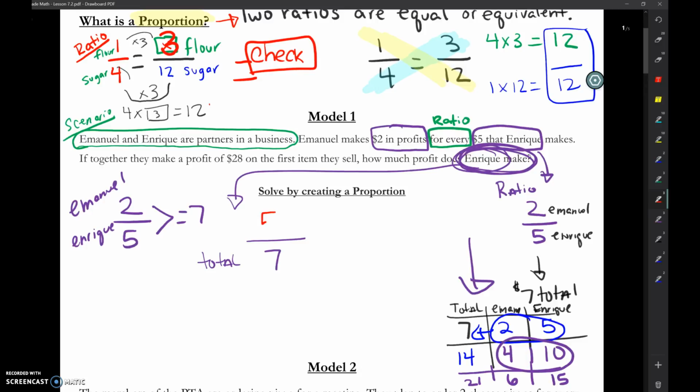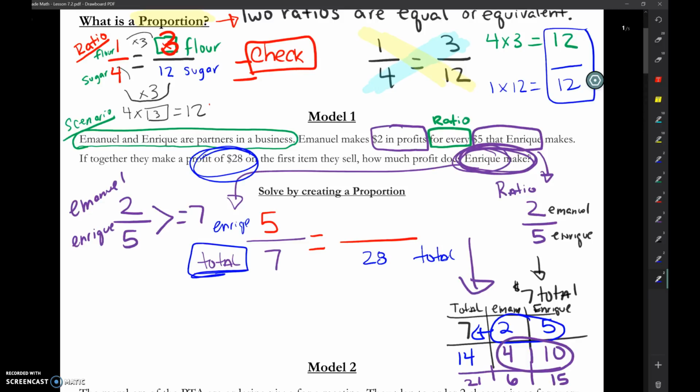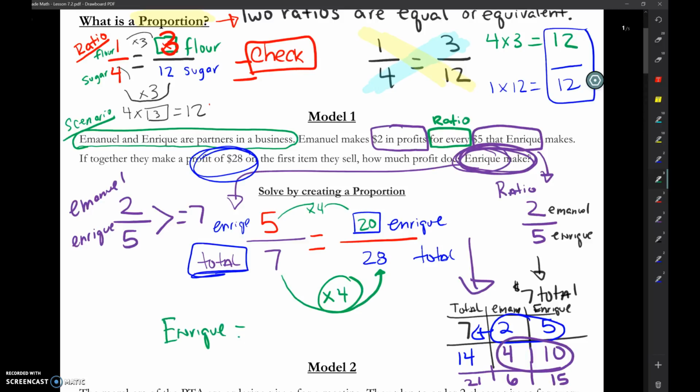He would get $5 is equal to, and since it's giving us the total amount, total's here, so total has to go down on the bottom, so 28. And up on top, we have Enrique. We need to find out how much Enrique would make. And now we would just go and we would solve this problem like we're normally used to solving. How do we go from 7 to get to 28? We multiply it by 4. And since we're doing 4 on the bottom, we multiply it by 4 on top. And 5 times 4 equals 20. So Enrique would make $20 if they sold $28 worth of stuff.